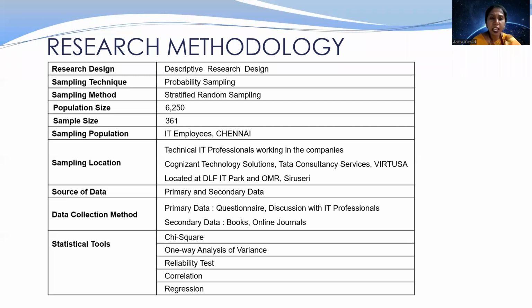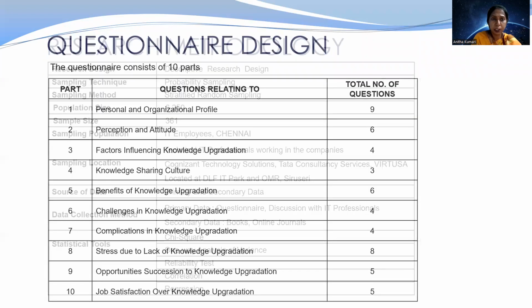So in this study, I have adopted the stratified random sampling method. It means what I already have given you as explanation. Just see that my population size is this much. My sample size, due to restriction, I could only take this much. My sampling population, sampling location, source of data, data collection method. Statistical tools: Chi-square is used to find out the association between two variables, whereas ANOVA is used to find out the difference between the variables. So like this, you prepare the answer for the research methodology.